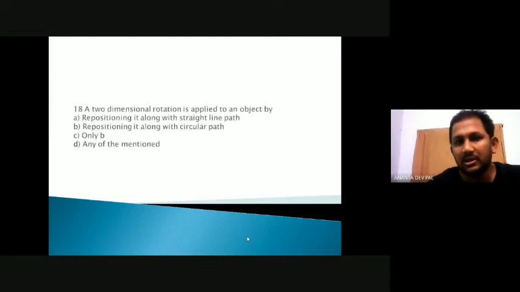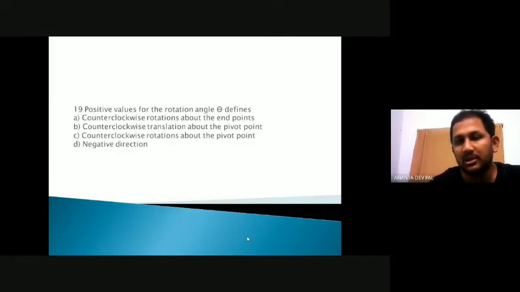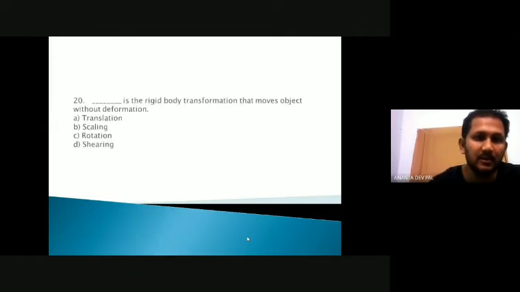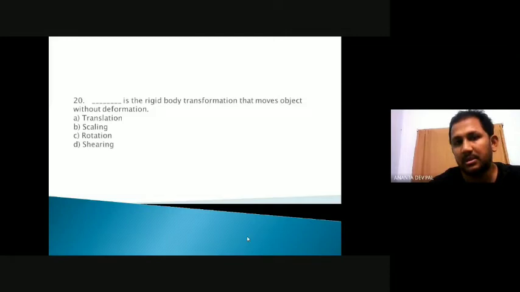A two-dimensional rotation is applied to an object by repositioning it along the circular path. B is the right answer. Positive values of rotation angle theta define the counterclockwise rotation about the pivot point. We know that anticlockwise is positive and clockwise is negative. Option B, C. Dash is the rigid body transformation that moves an object without deformation. Without deformation means translation.